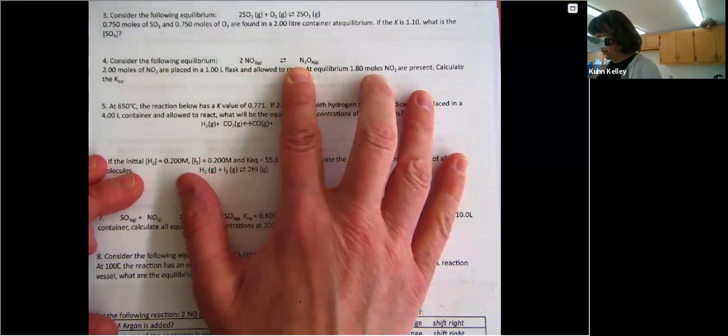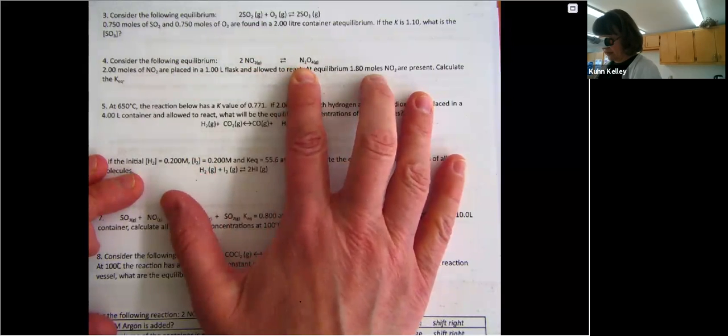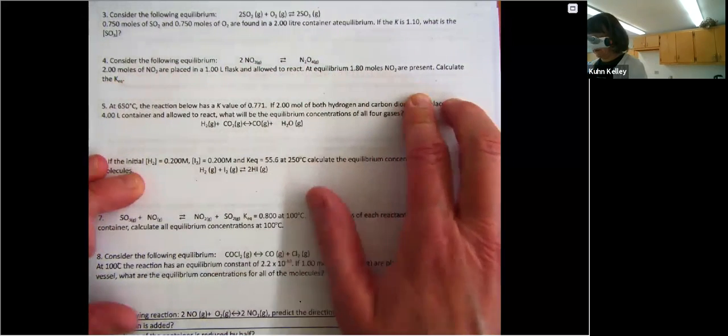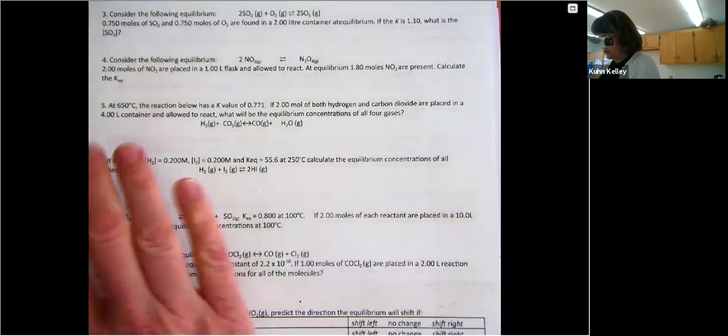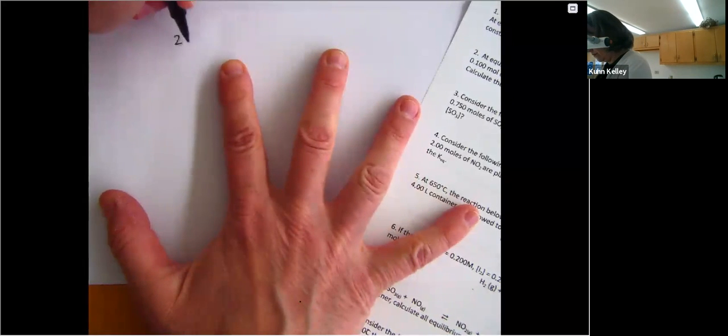Consider the following equilibrium. 2NO2 is in equilibrium with dinitrogen tetraoxide. 2 moles of NO2 are placed in a 1 liter flask and allowed to react. At equilibrium, 1.8 moles of NO2 are present. Calculate the equilibrium constant. So once again, I'm going to start by writing out my equation.